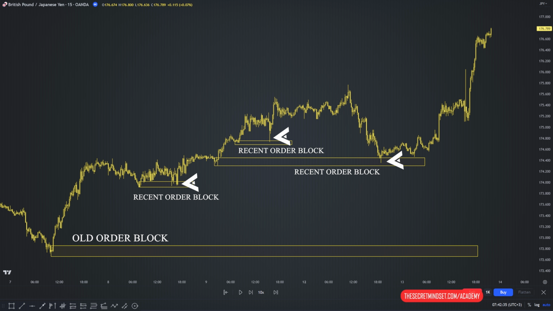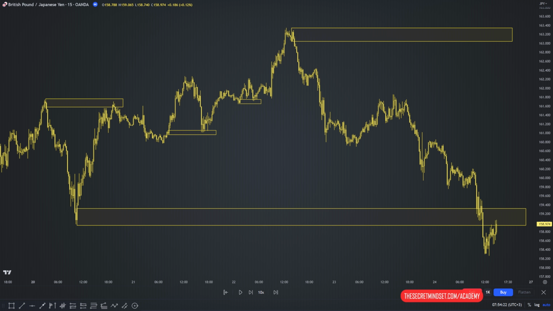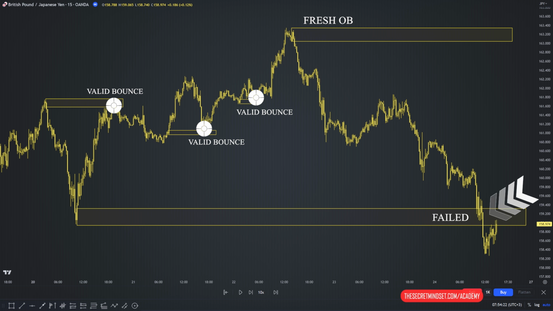than trading in zones that were created a long time ago. In simple terms, it's better to focus on recently created order blocks because they have a higher chance of resulting in a successful trade. Just imagine if you had traded these recent order blocks I marked on the chart. Each zone would have given you a decent trade, but if you had traded the older zones, the success rate is much lower. So here's the key takeaway.